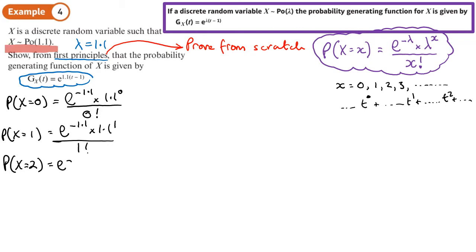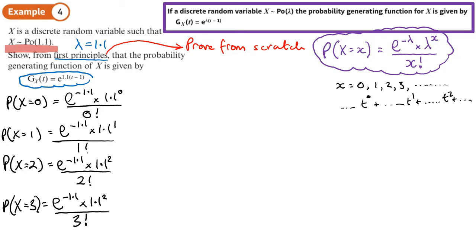This is going to be infinite, isn't it? Because with Poisson, it goes on forever. So we just want to write out the first few so we can see what the pattern is. Here I'm just working out the probabilities of these outcomes for the Poisson distribution, and then these are going to be the coefficients of t to the power 0, t to the power 1 and so on. So we'll simplify each one of these.